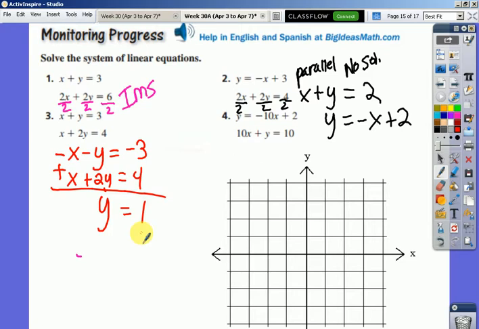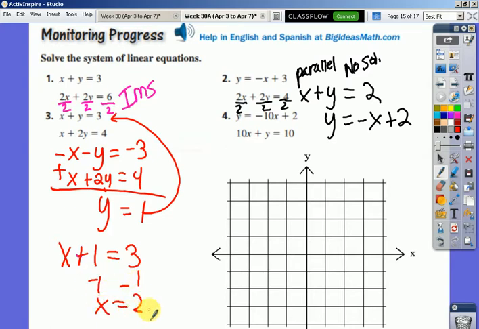2, yes. So I can plug it into either the top or the bottom. If I plug it in the top, x plus 1 equals 3. I have to subtract 1, x equals 2. So my solution would be what? 2, 1. Good job, Alex. Okay, does anybody have any questions so far?